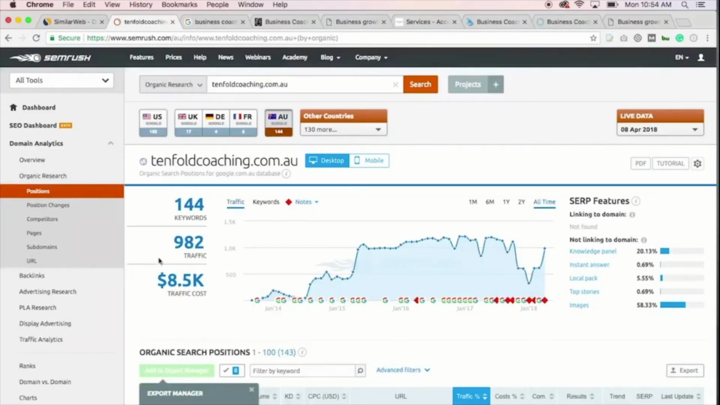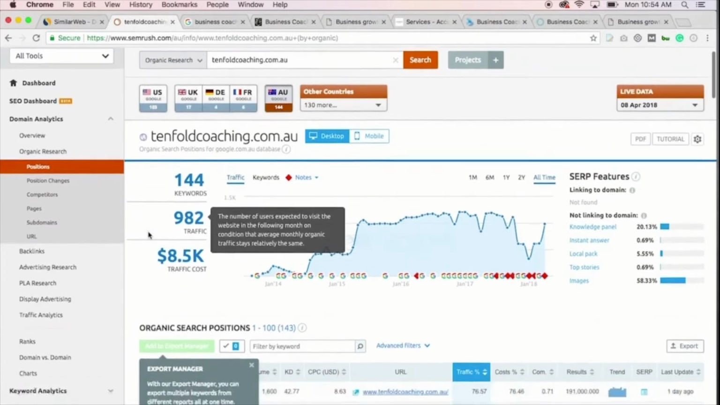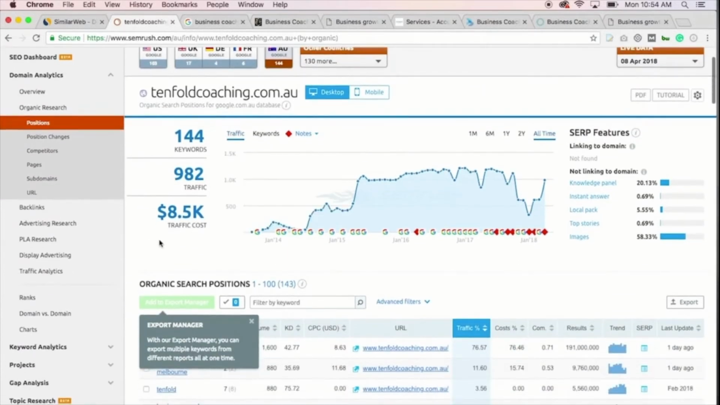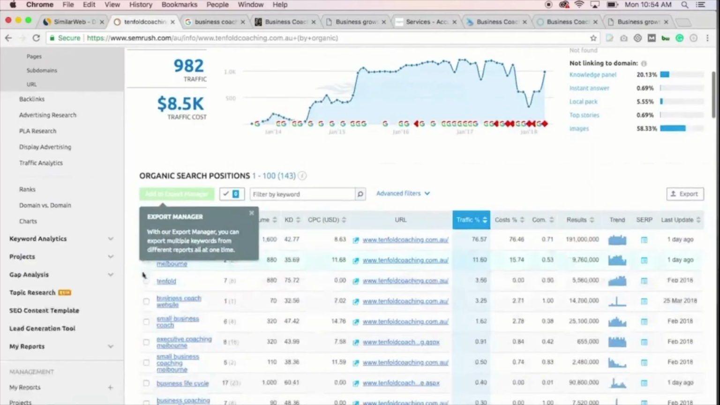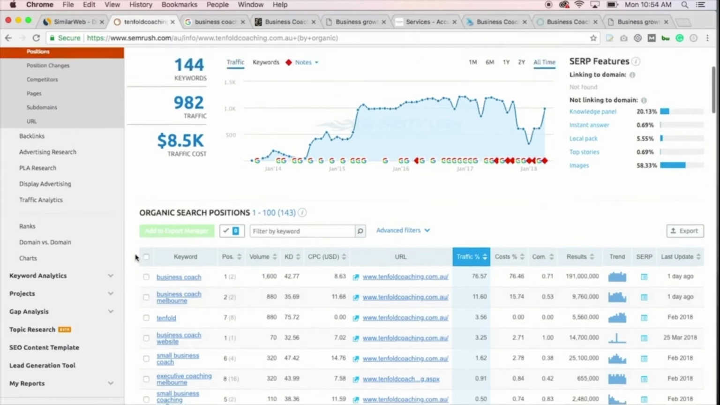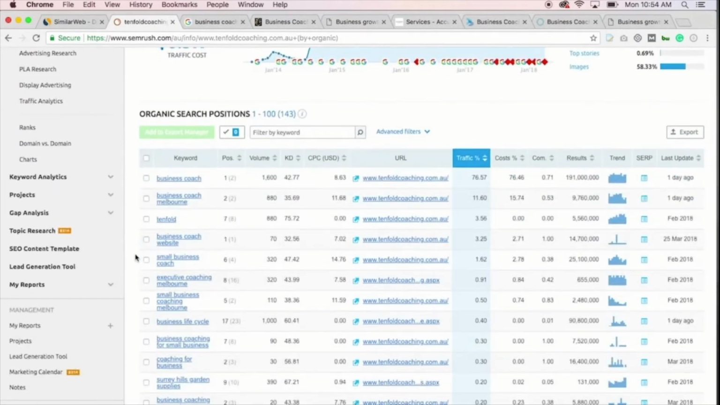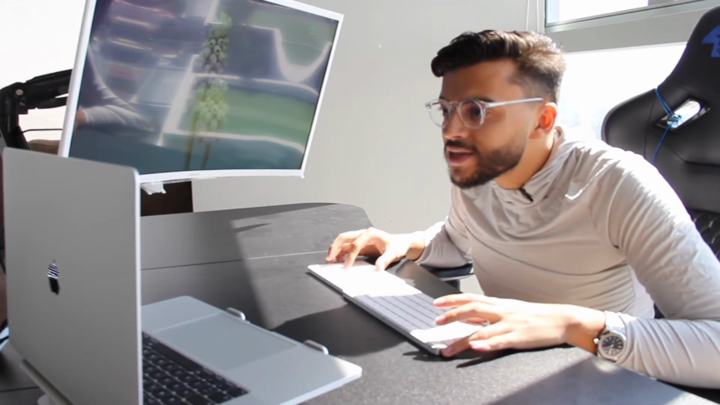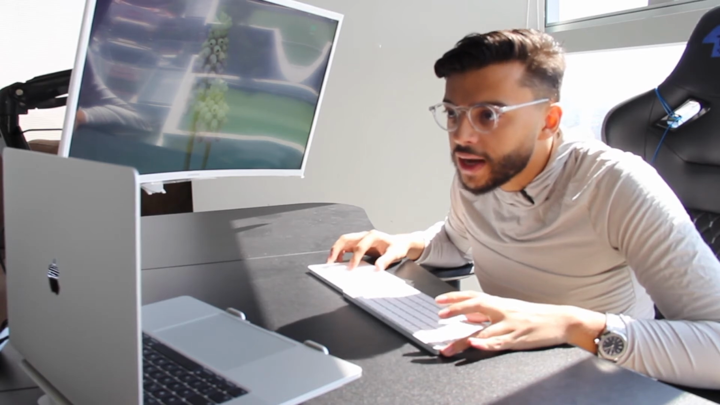I can see that they rank for 144 keywords organically, and they're estimating that traffic cost on Google AdWords would cost somebody around $8,500. Again, that's not a super important metric. So let's just skim over that for the time being and go down to what we have here, which is a list of different keywords they rank for on Google, and also how many searches those keywords are getting.